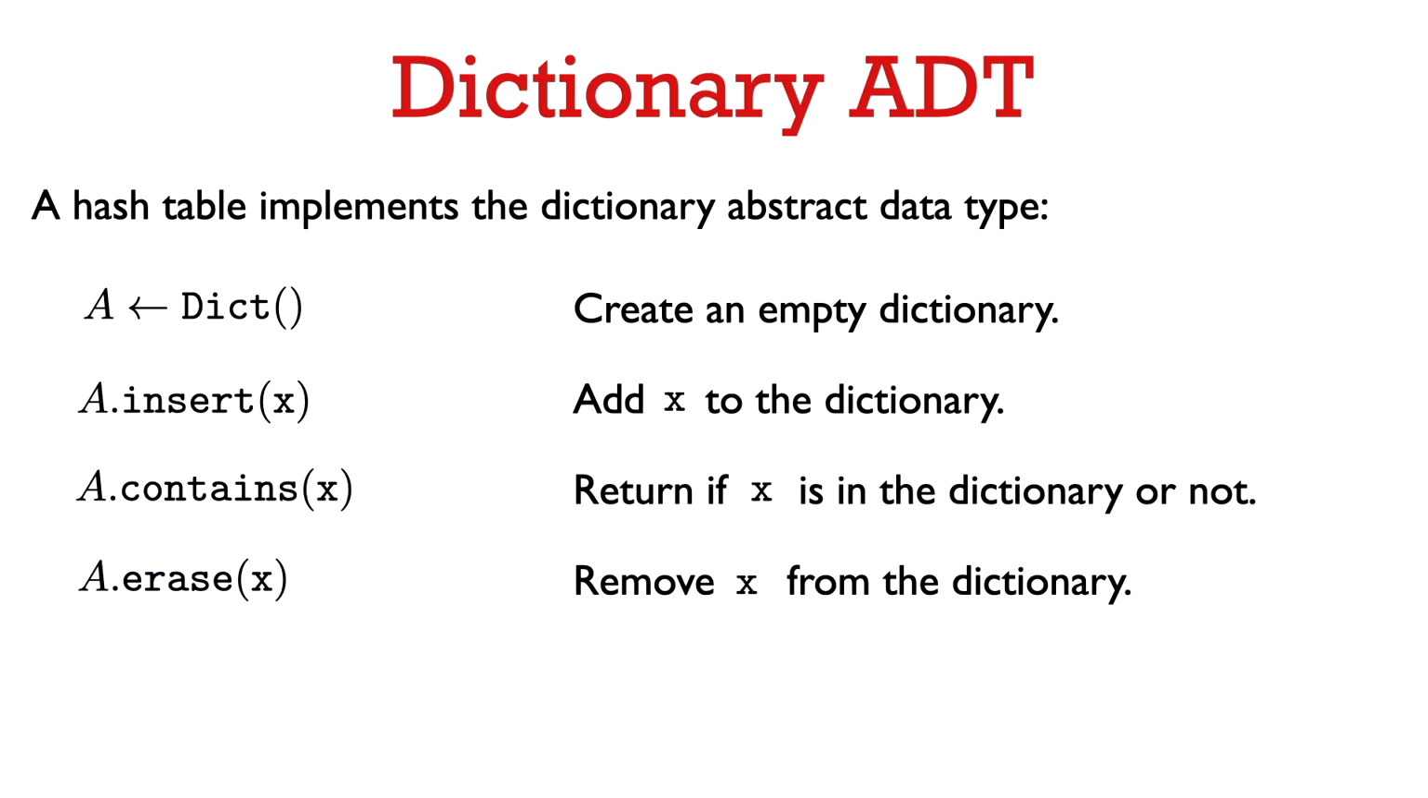A hash table implements what we might call the dictionary abstract data type. In this basic version of a dictionary, we can insert elements, check if an element is already in the dictionary, and erase elements. You could imagine more elaborate versions where, besides contains, you might also like an operation like find, which retrieves an element, say by returning a pointer or an iterator to it. But to keep things simple for this video, we're just going to stick to contains, which just returns a Boolean, whether an element is present or not.